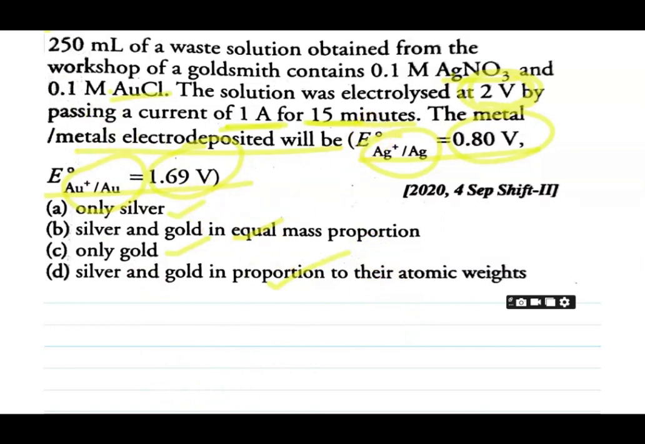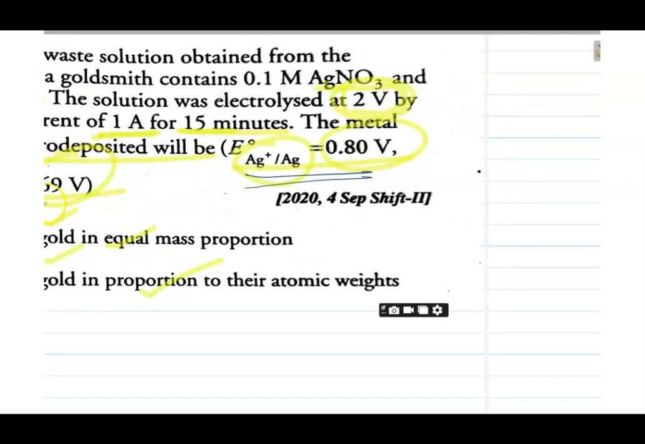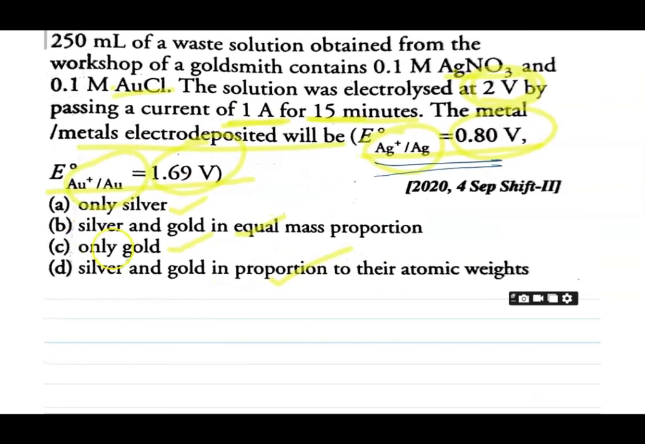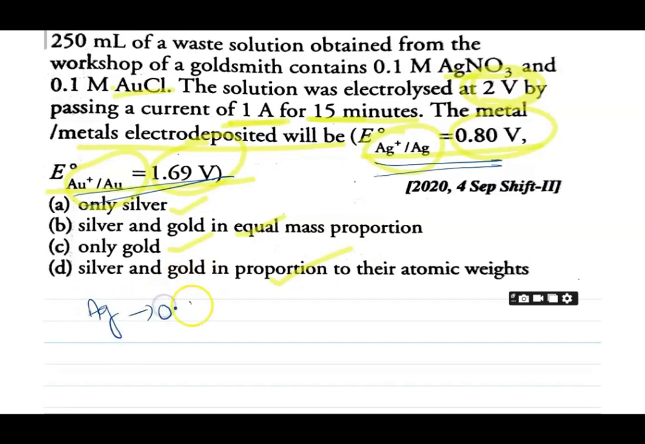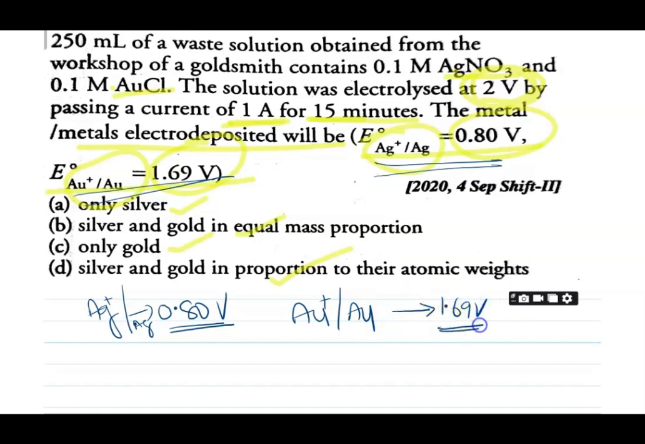In order to know this, we have to know that the deposition or liberation at an electrode depends upon what? Reduction potentials, right? Correct or not? So these reduction potentials will decide the amount of deposition or liberation. If you take silver, the reduction potential is 0.80 volt. That means to form silver from silver ion, only 0.80 volt is enough. And to deposit gold from gold ion, 1.69 volts are enough.